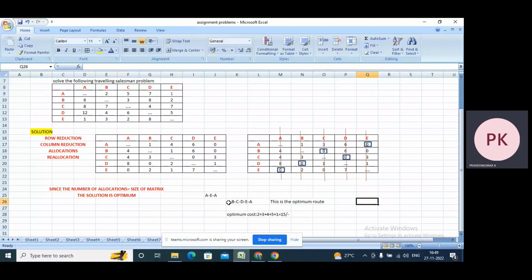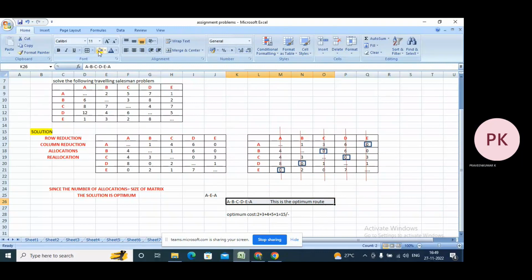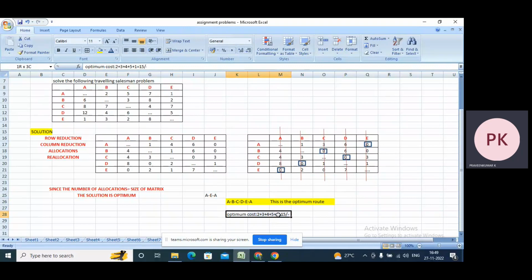So this is the optimum route, and this will be the optimum cost. This is a very important problem. Thank you, and thank you so much.